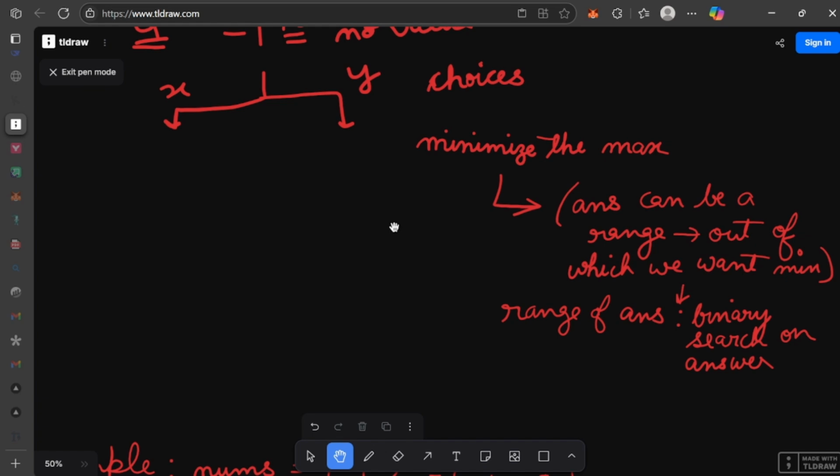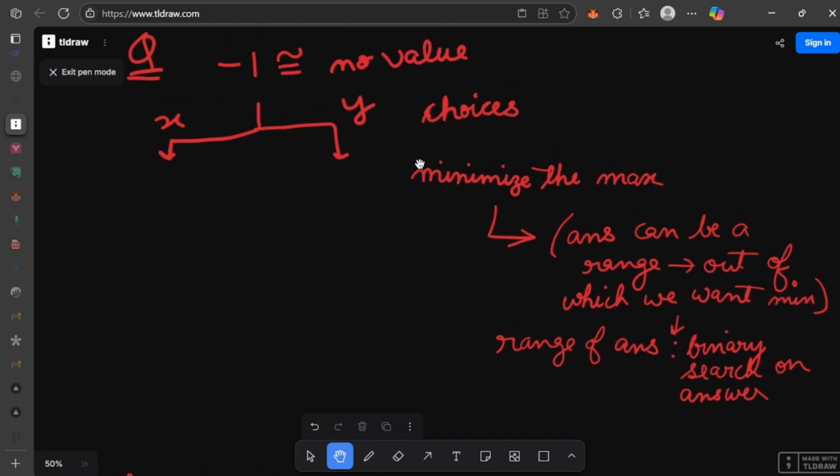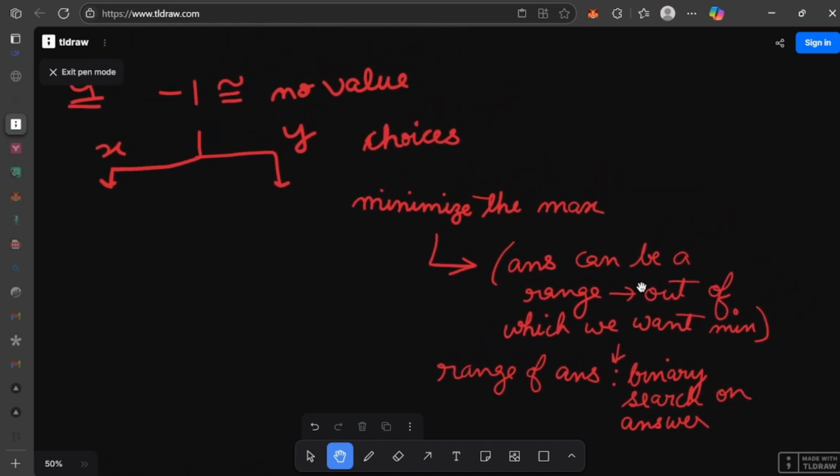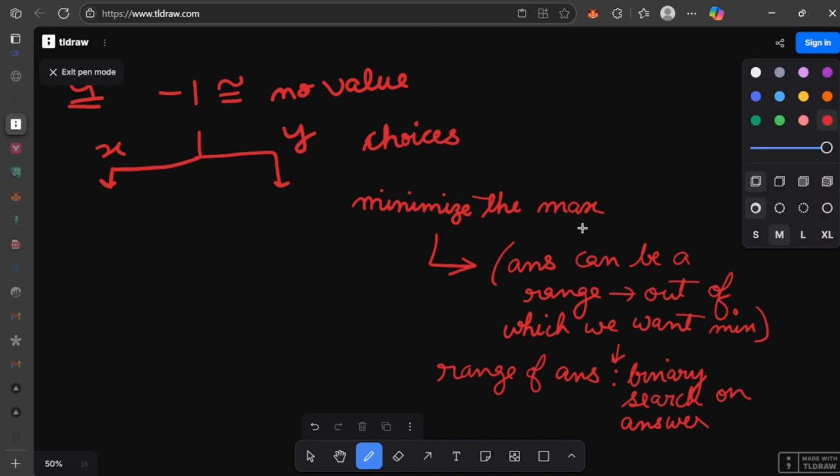One thing I deduced was that the answer can be a range. That is why they're asking minimize the maximum. So that maximum can be many maximum absolute differences. So it would be a range. But out of those ranges, we need to minimize that maximum. So the answer is a range. So out of that range, we want the minimum.